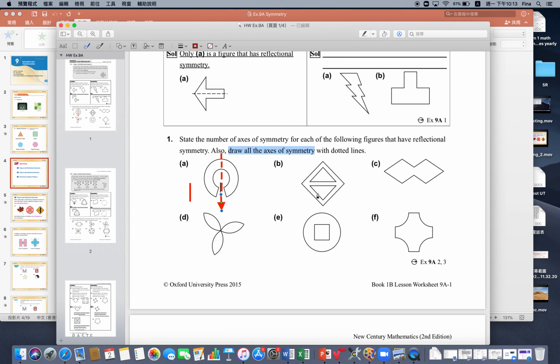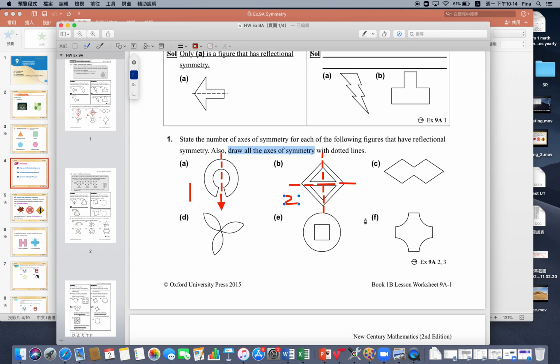And then for part B, it's the same. If you look at the figure, I think you can easily draw the axis of symmetry here, 1, and next the horizontal line here. And then we always use the dotted line to mark the axis of symmetry. And then I think there's no more axis of symmetry. Then you may also write down the number of axes of symmetry, that is 2. And then for parts C, D, E, and F, do it by yourself.